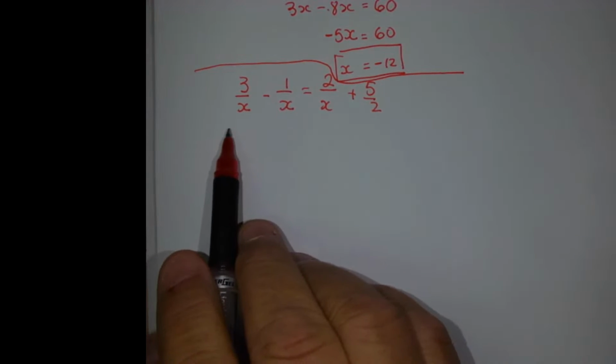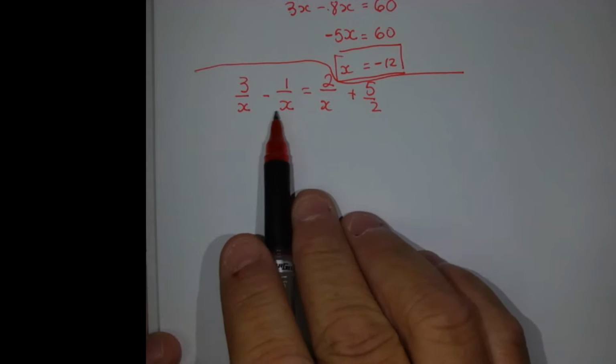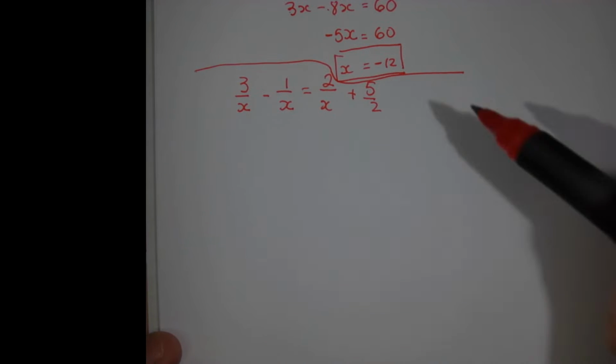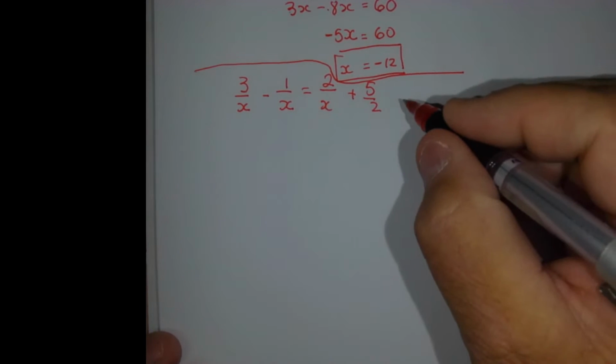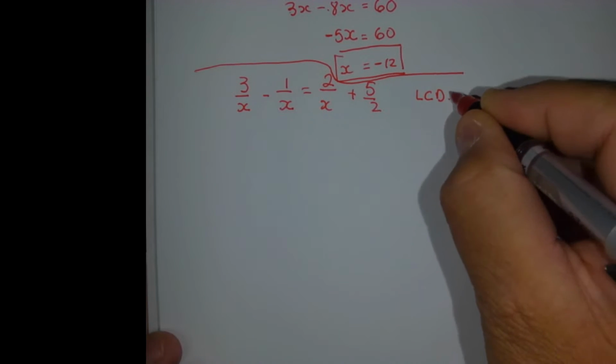Okay, so in this case, same thing. I'm looking at my equation and I see that my equation has distinct denominators. So in order to solve that equation, I need to find an LCD so that I can convert all my denominators to the same.